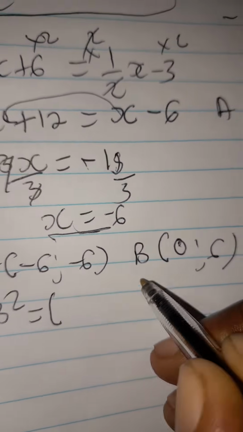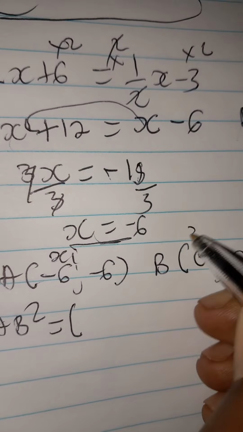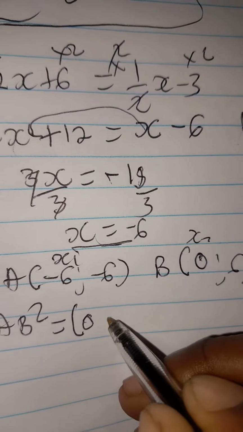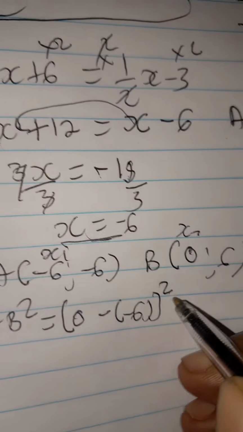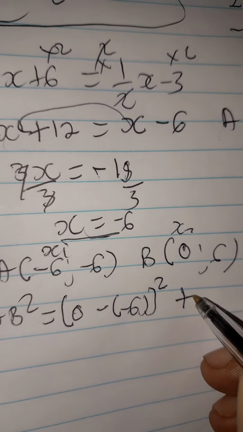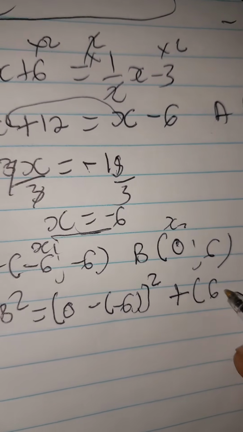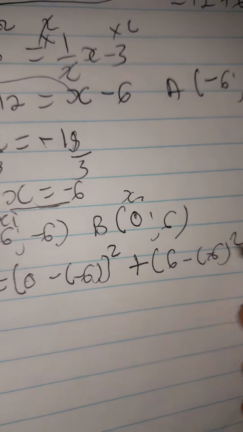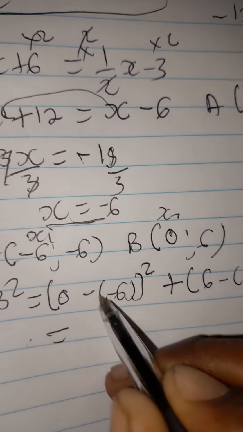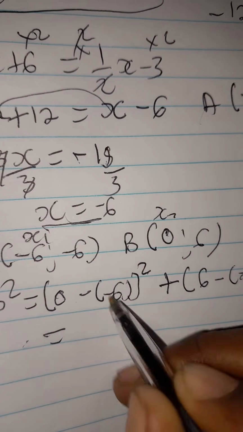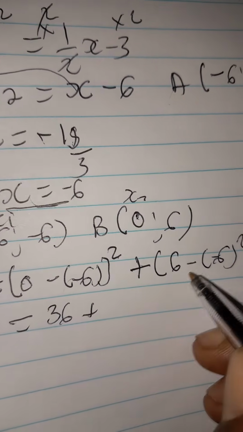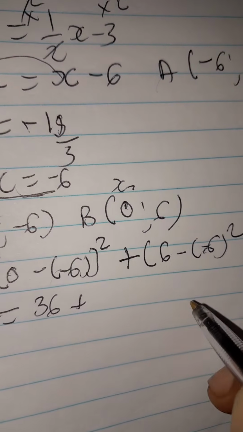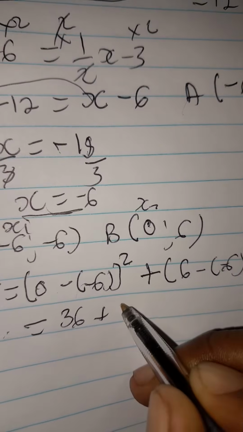So, okay, this is x1, x2. This is the same as 0 minus negative 6, squared. Similarly here, plus 6 minus 6. So what are we going to have? 0 minus negative 6 will be positive 6. 6 squared is going to be 36. So negative 6 and negative 6 is going to be positive 12. 12 squared is going to be 144.